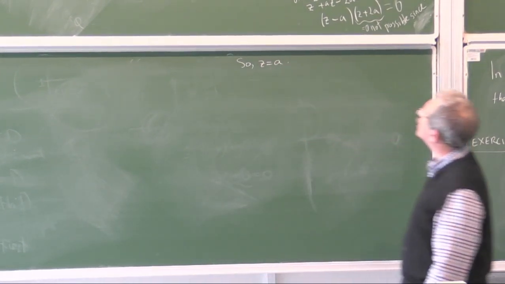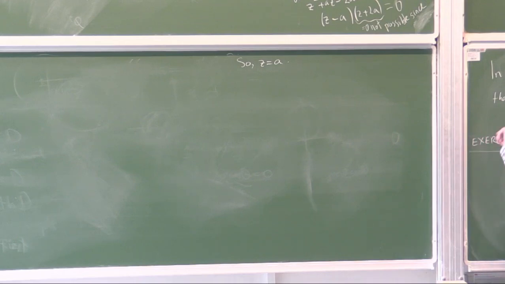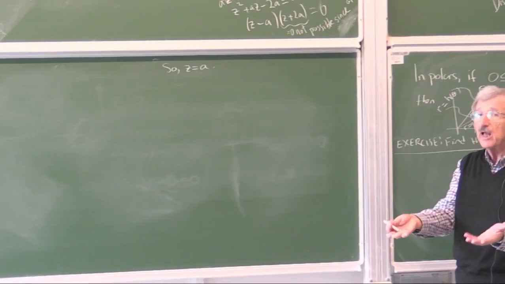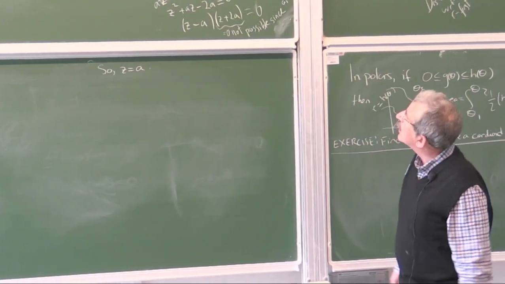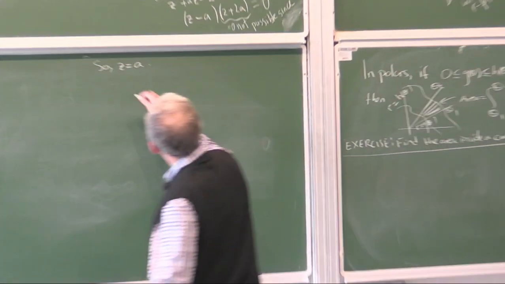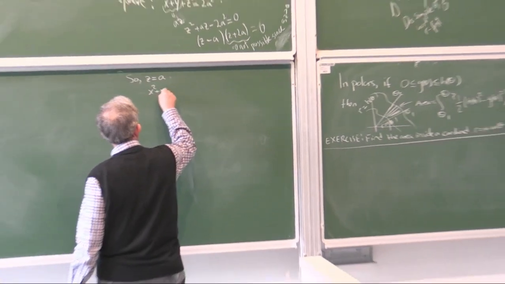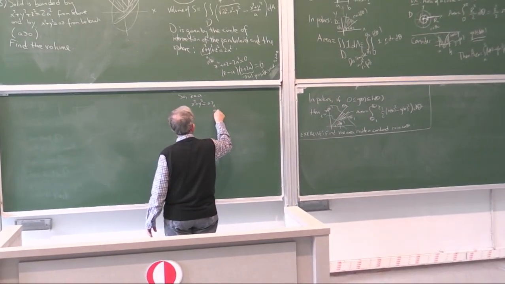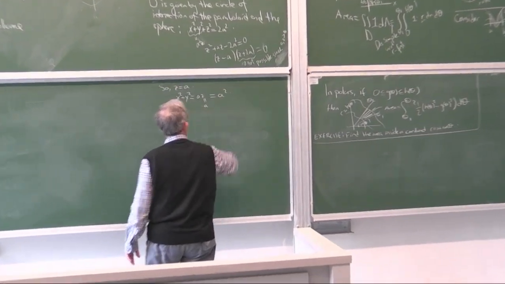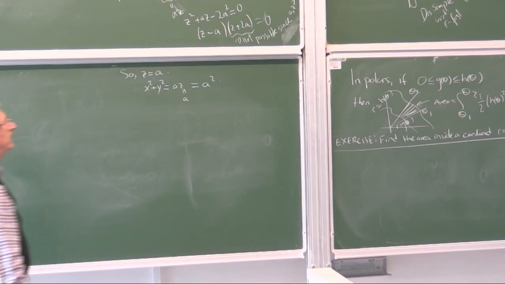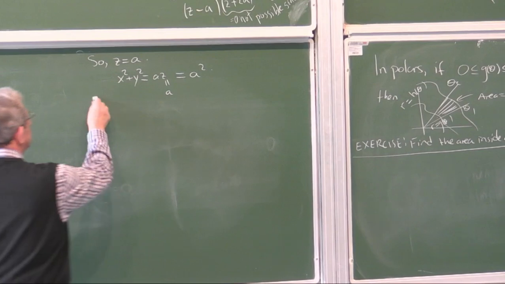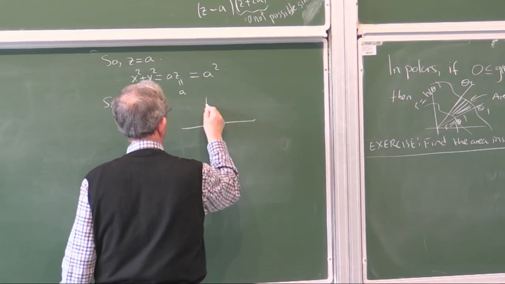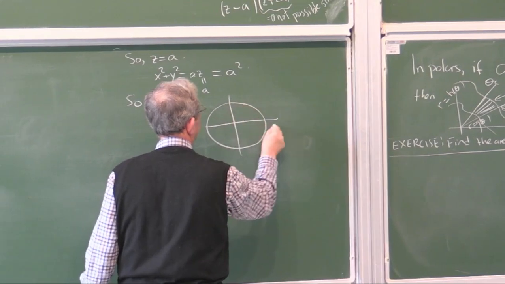And when z is equal to a, it doesn't matter which surface you look at, they will give you the same thing because we calculated the intersection. When z is a, it means that x squared plus y squared is az. This is a, so it is x squared. In other words, the intersection is a circle with radius a.